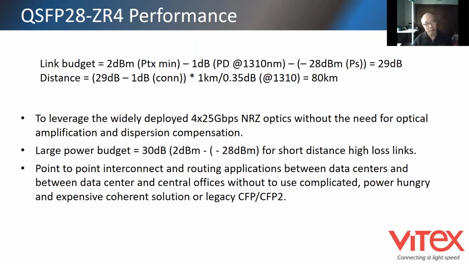The large power budget, the 30 dB or so, can be pretty useful for a short distance with a high loss link. And it should be used in point-to-point interconnect routing applications between data centers and between a data center and a central building, without the use of a complicated, power-hungry, and expensive coherent solution, or the legacy CFP or CFP2.